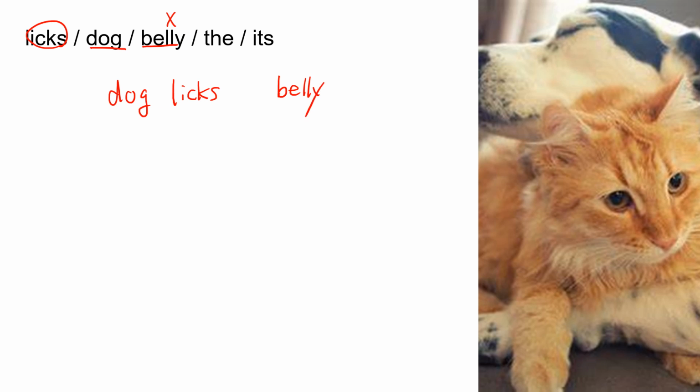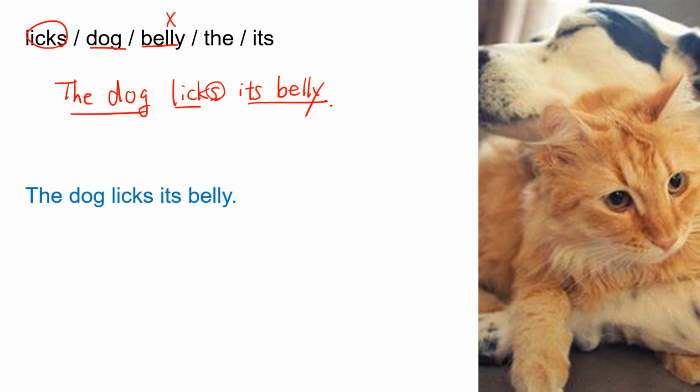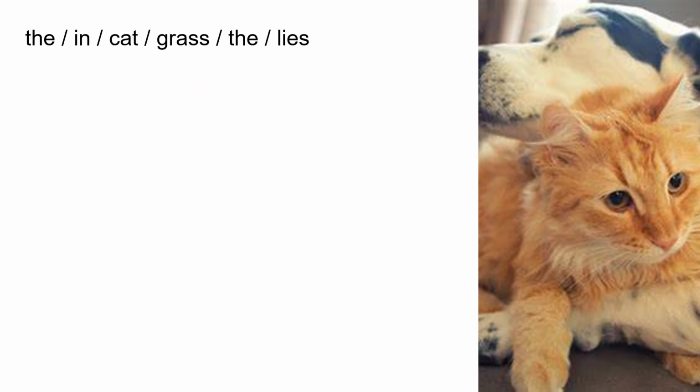Dog licks belly. Okay, whose belly? Its belly. And then the dog licks its belly. Subject, verb, third person singular S, its belly, object. The dog licks its belly. In order to pronounce S, say lick, licks, licks it. The dog licks its belly.